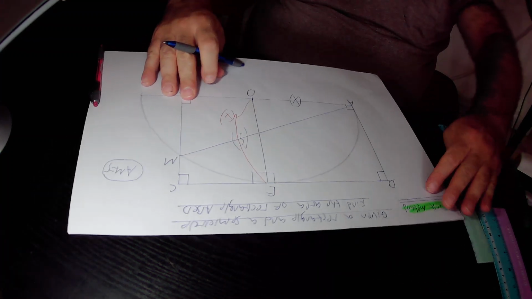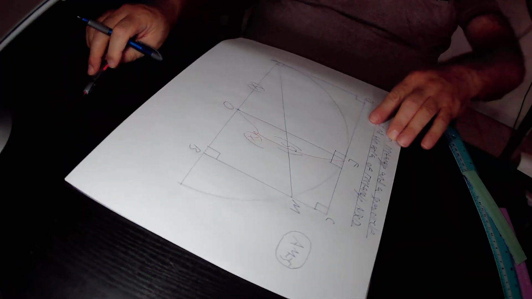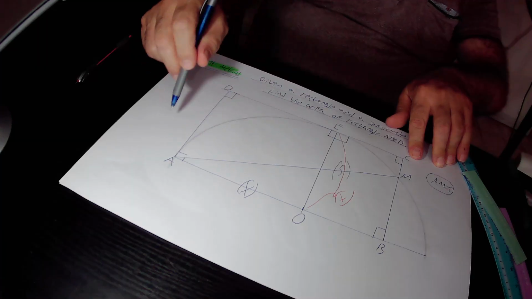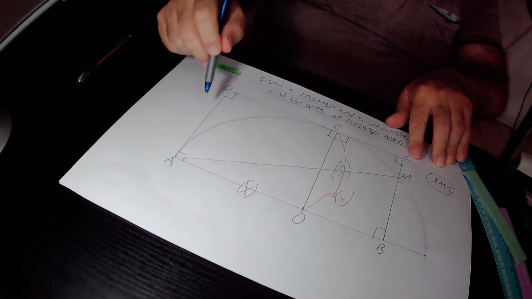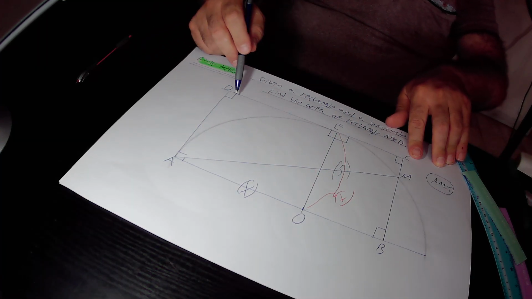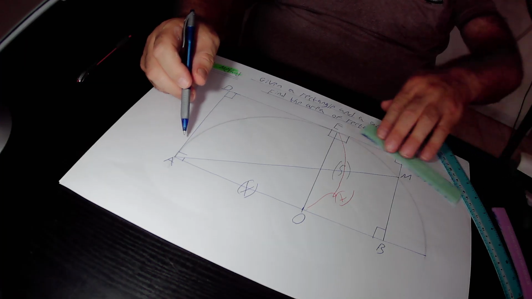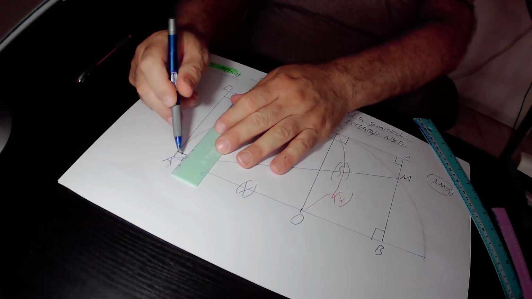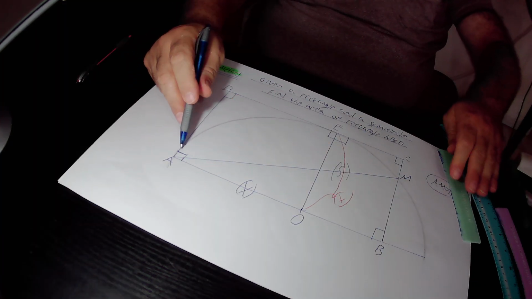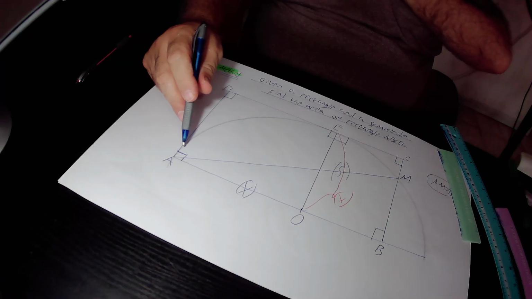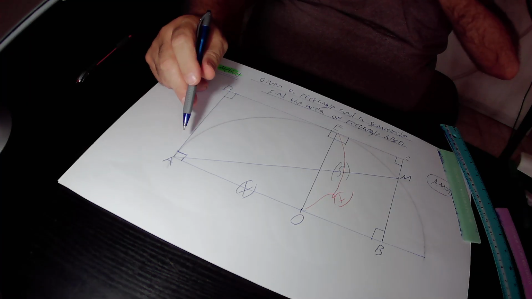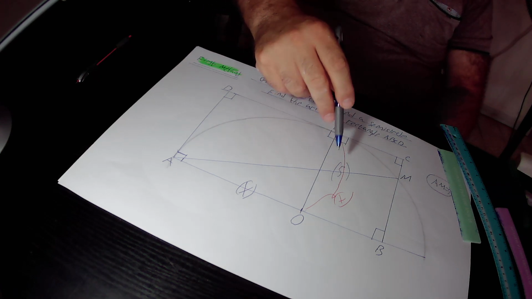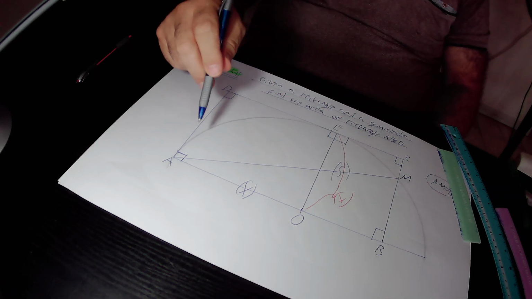By doing this construction, we actually create a quadrilateral DEOA. Inside this quadrilateral DEOA, we have 1, 2, 3 right angles. This is a right angle because all the angles inside rectangle ABCD are right angles. So inside quadrilateral DEOA, we have 3 right angles.